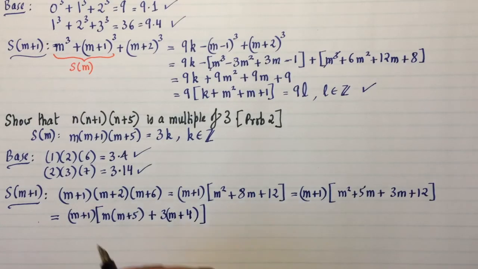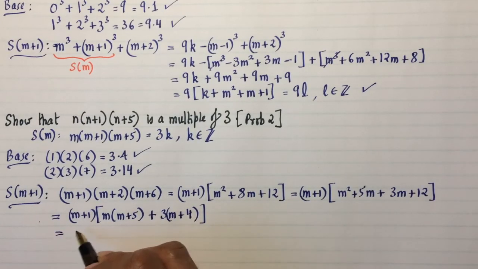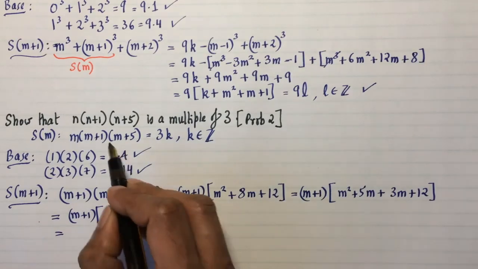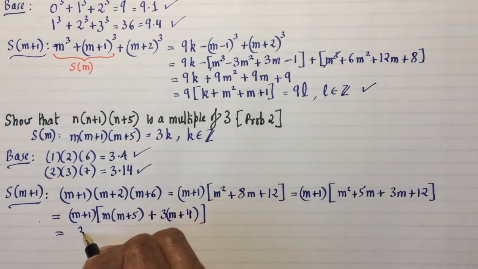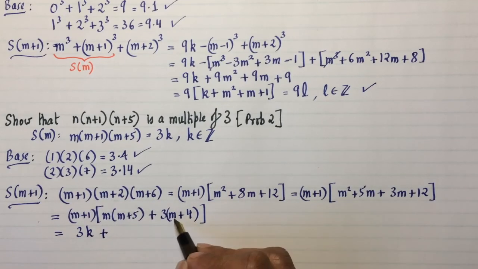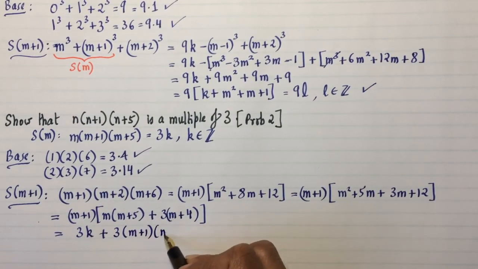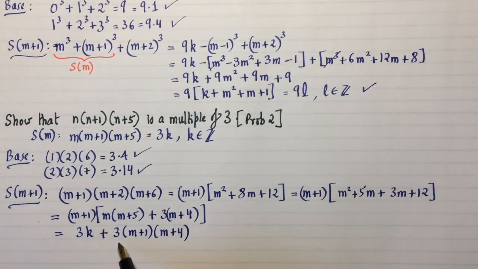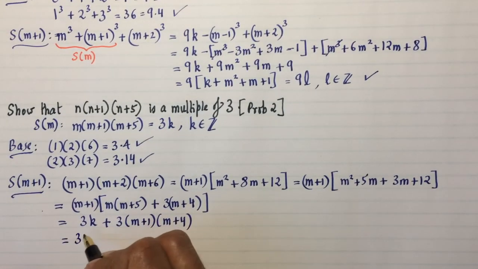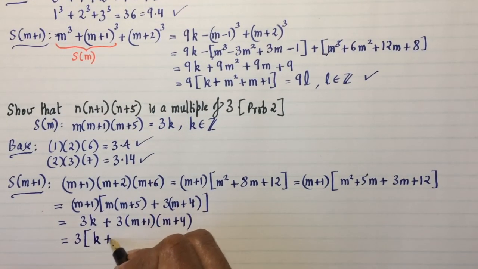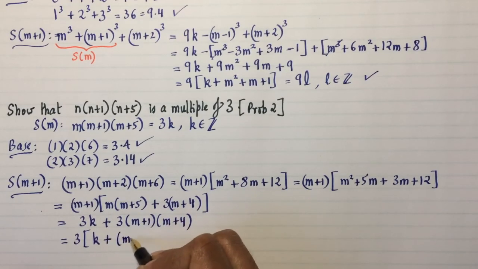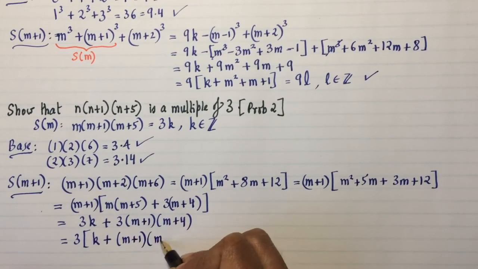Okay, so I'm going to get m times m plus 1 times m plus 5, which I can simply write as 3k. And here I'm going to get 3 times m plus 1 times m plus 4. I no longer care what this is, because as long as I have that 3, I'm home free. So I can take the 3 outside and write this as 3 times k plus m plus 1 times m plus 4.